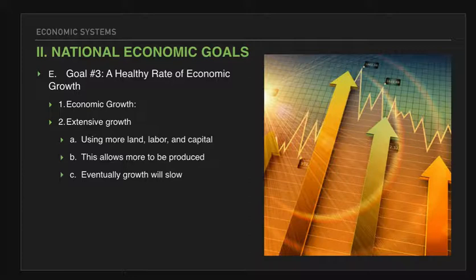It allows me to produce more, but eventually the growth is going to slow. Not that I'm going to produce less, but where I went from last month making 10,000 donuts to this month I'm making 15,000 donuts, and next month I'm making 16,000 donuts, and the following month I'm making 16,000 donuts. I've plateaued because I have again reached a limit on how much I can produce with land, labor, and capital.